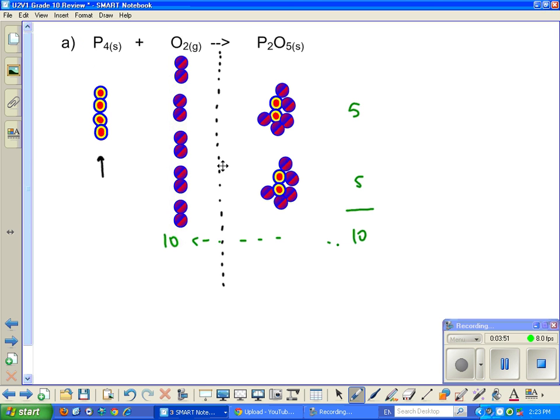For the oxygens, you can see that I used a total of 5 of those little O2 groupings to make the equation balanced. And on the right-hand side, I used a grand total of 2 of those P2O5 bundles to balance the equation. And that's how you can balance equations using the color method.